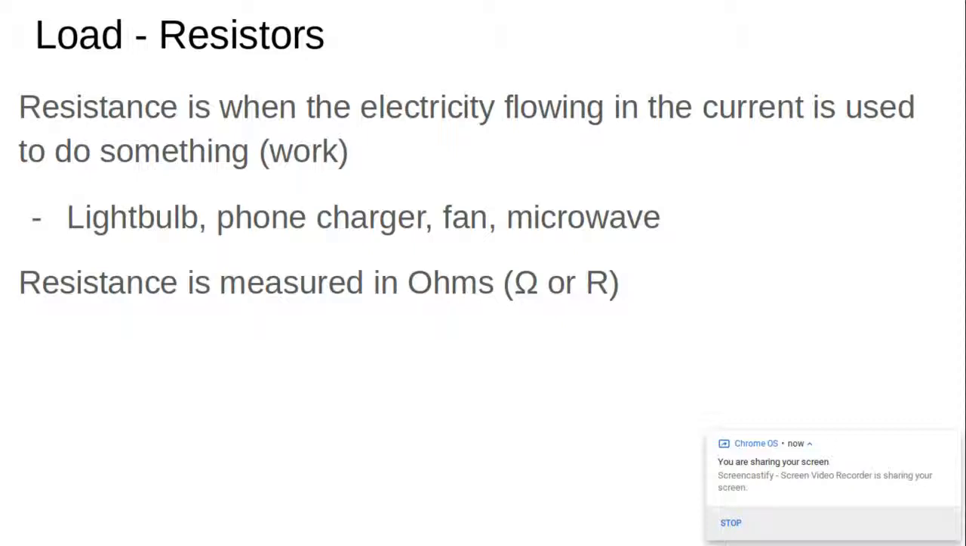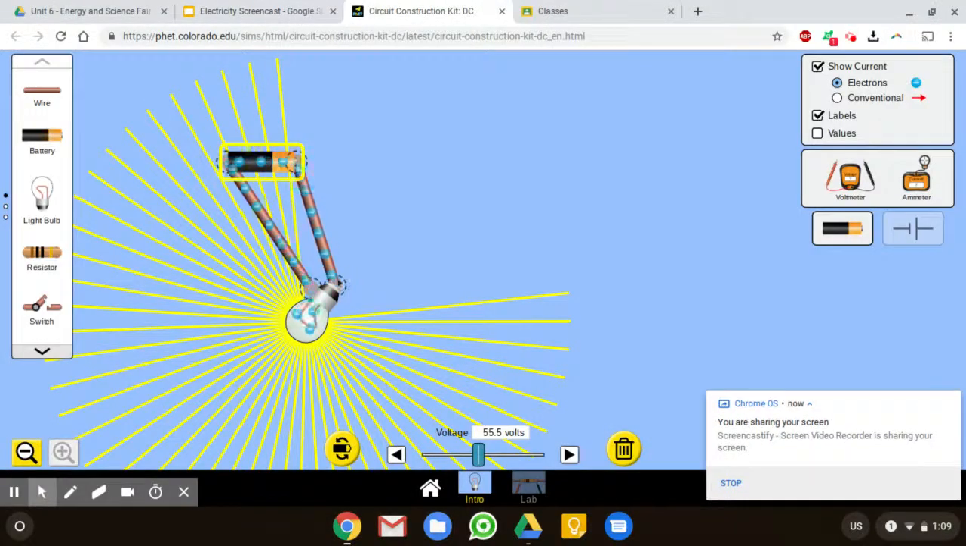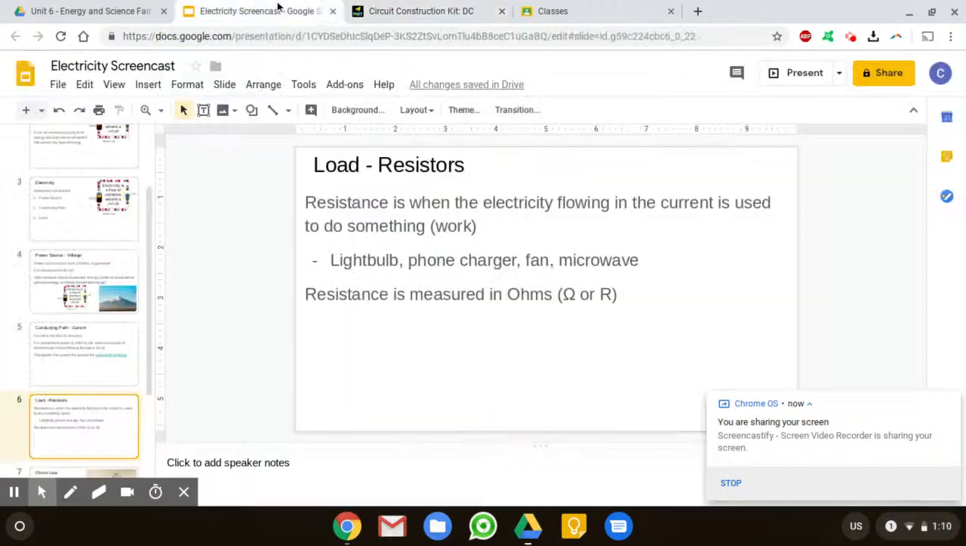Okay, and so resistance is measured in ohms, and that is a measurement of how much electricity is being used. So the more ohms something has, like an amplifier for a guitar, that means it needs a bigger power source, a bigger battery, and stuff like that. Okay, just really quickly, you can see that you get more light out if you get more current.